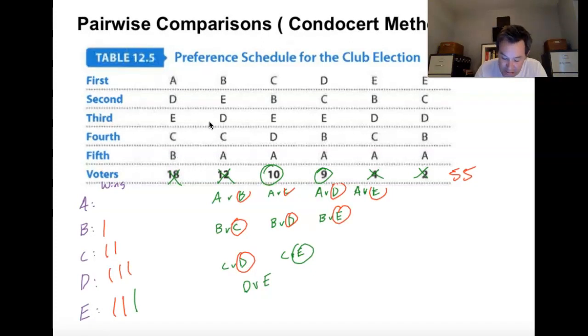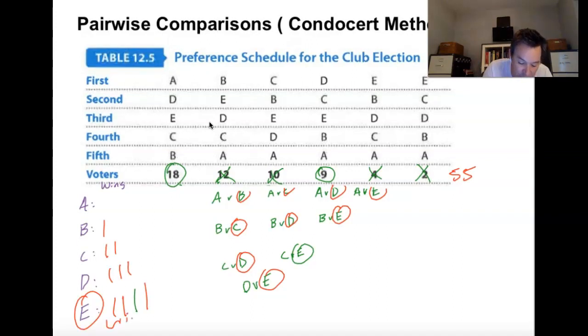And now it's D versus E. They're head-to-head. So looking at the first column, does D win? Yes. Second column, E wins. Third column, E wins. Fourth column, D wins. Fifth and sixth, E wins. D gets 27 of the 55 votes. So close, but E pulls that one out, and E is your overall winner. Candidate E is the winner by pairwise comparison.